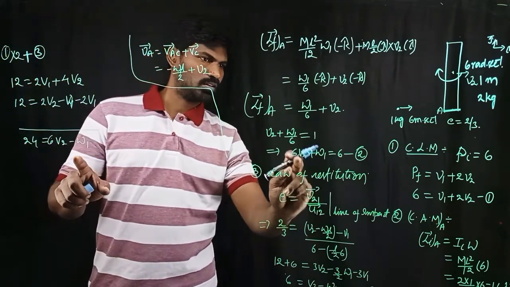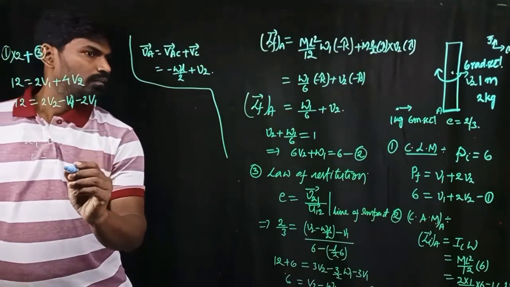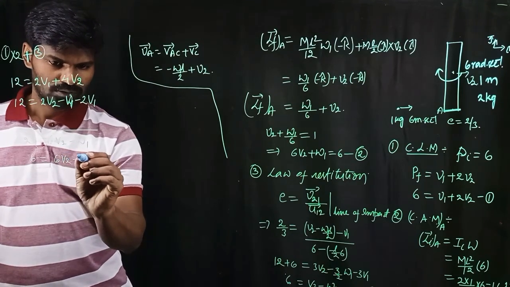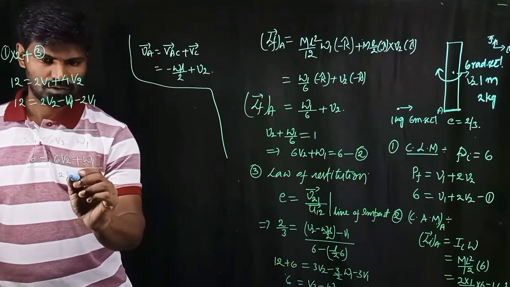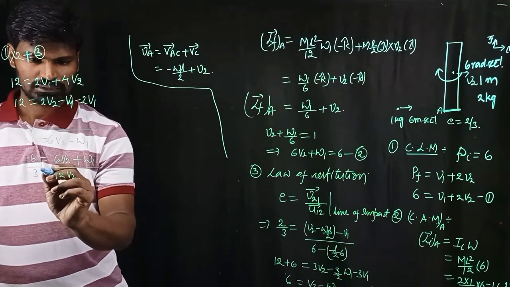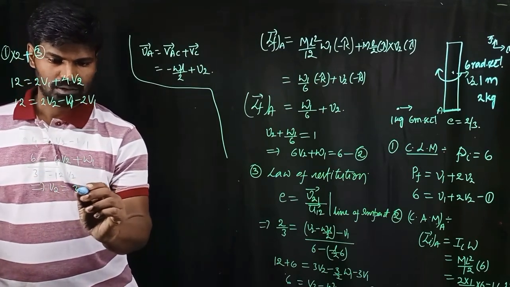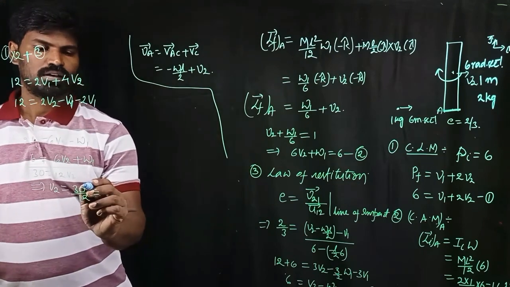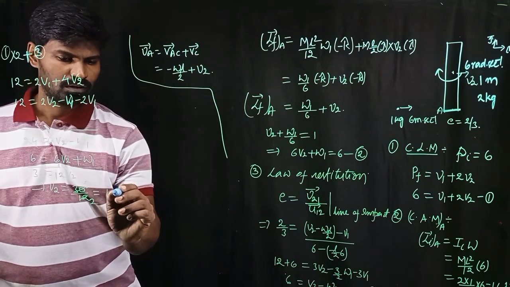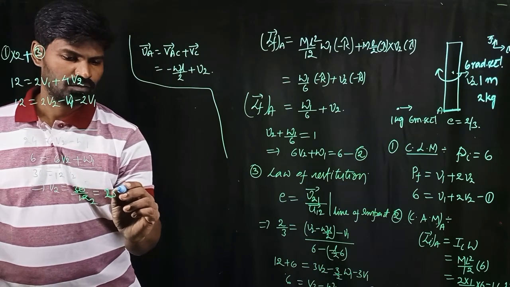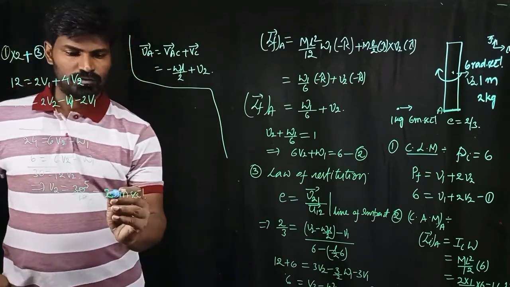Okay, and for the V2 and omega 1 relation, here there is equation number 2. I am adding it with this equation. 6 is equal to 6V2 plus omega 1. If I add these two, omega 1 gets cancelled. 6 plus 6, 12, V2 is equal to 30. That implies V2 is equal to 30 divided by 12, which is 5 by 2, which is 2.5 meter second power minus 1. V2 value I got as 2.5.